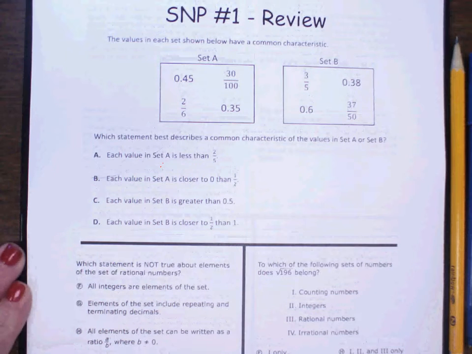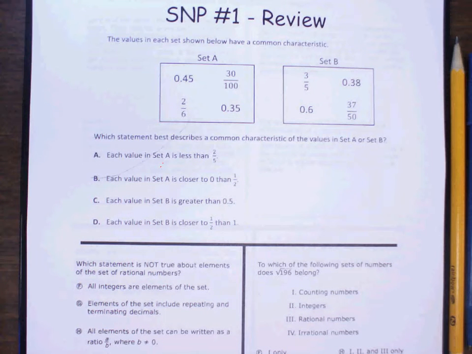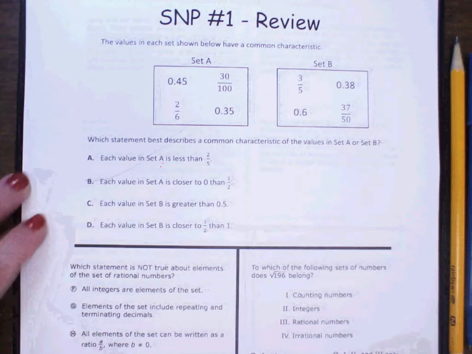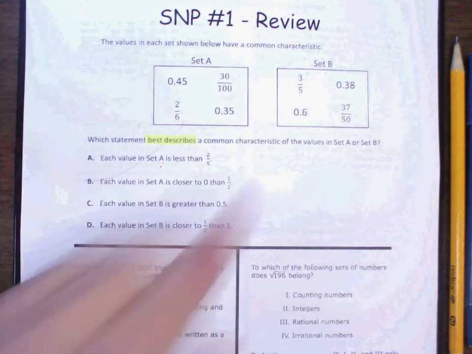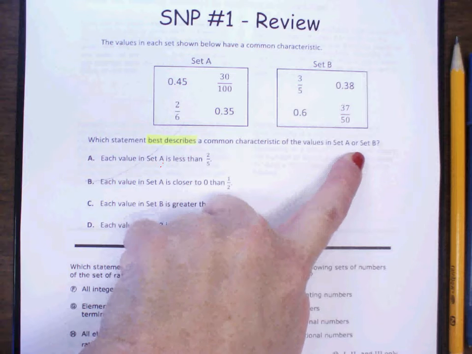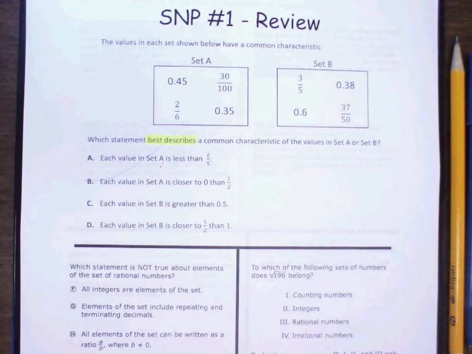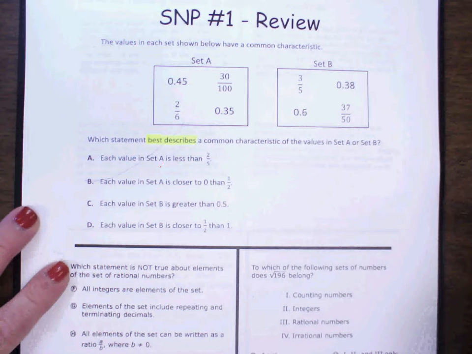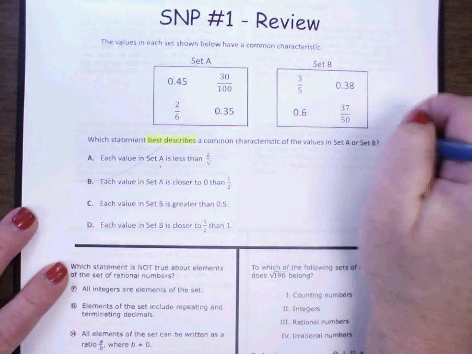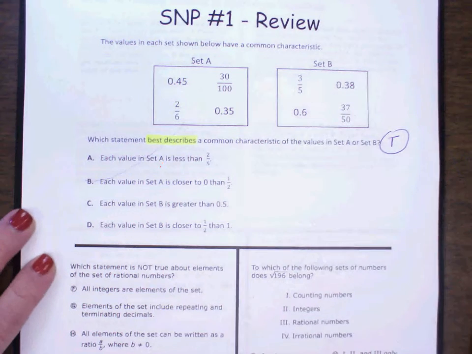The values in each set shown below have a common characteristic. Which statement best describes a common characteristic of the values in set A or set B? All right, so are you looking for a true one or a false one? If it's the one that best describes, true. Very good. I'm looking for true.